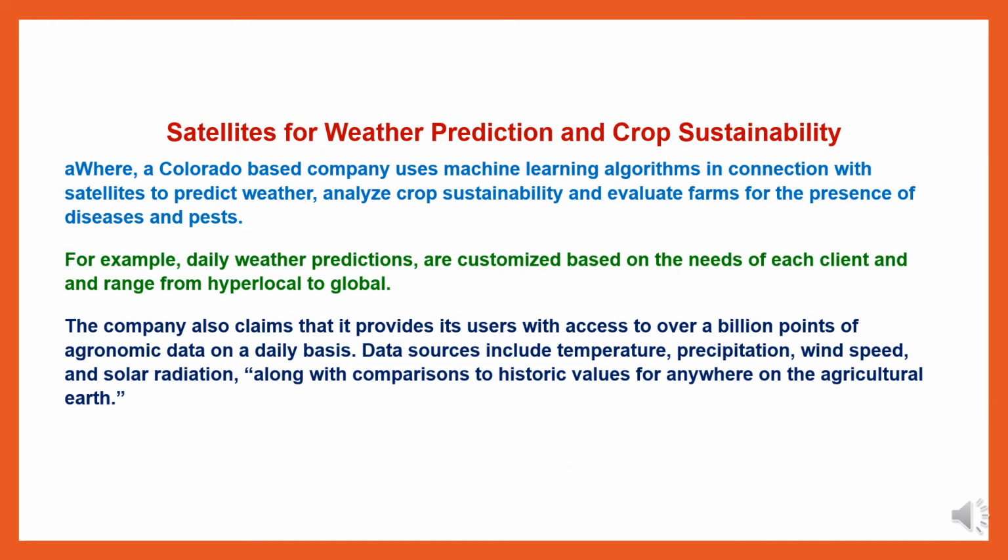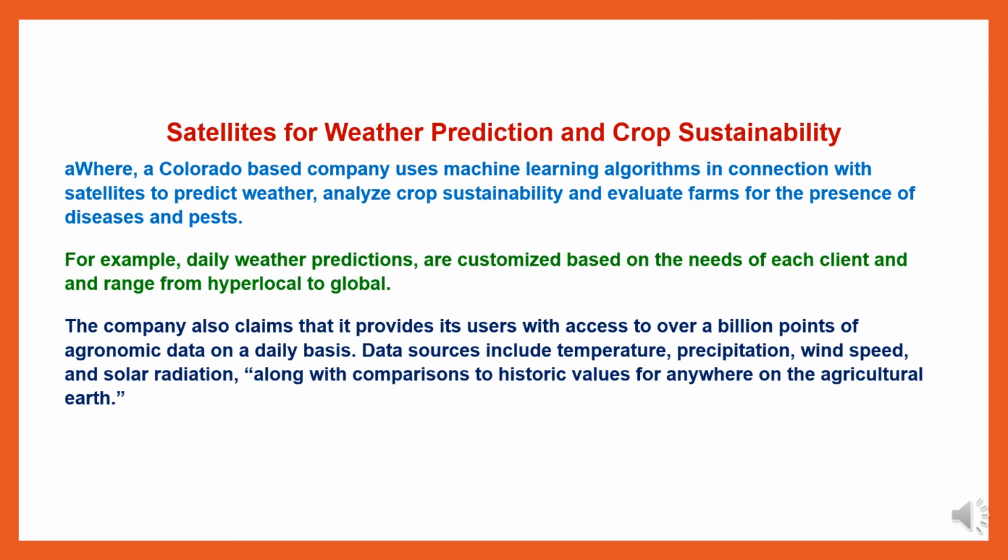Use of satellites for weather prediction and crop sustainability. A Colorado-based company uses machine learning algorithms in connection with satellites to predict weather, analyze crop sustainability, and evaluate farms for the presence of diseases and pests.